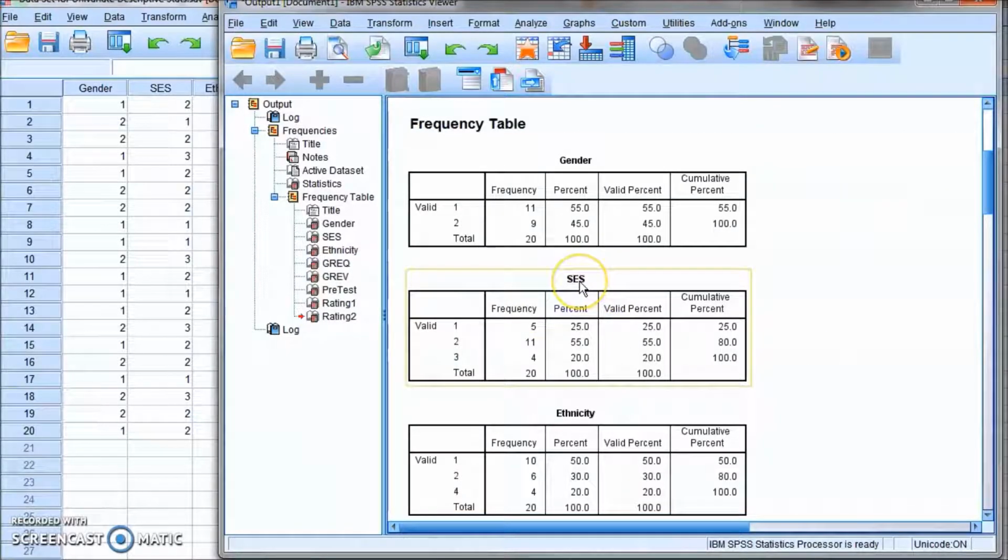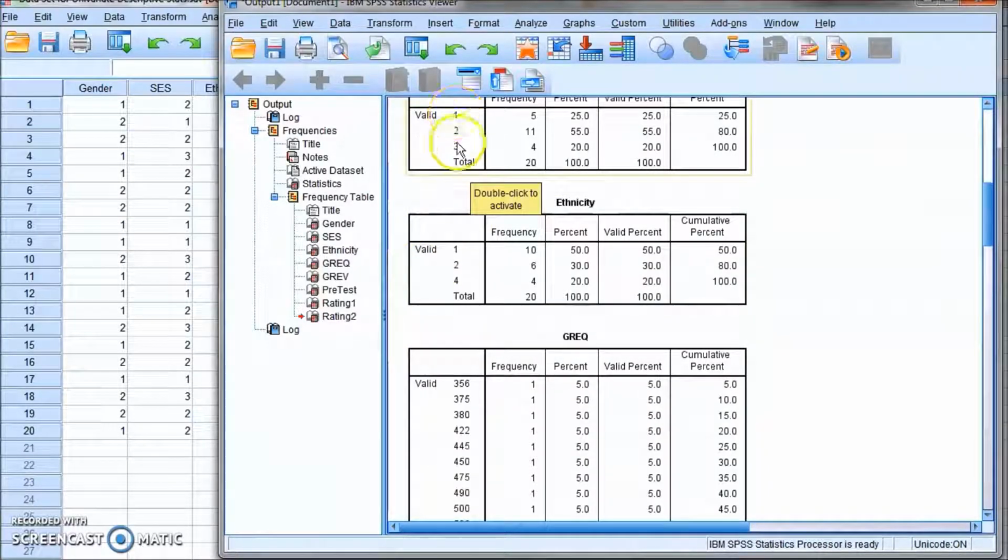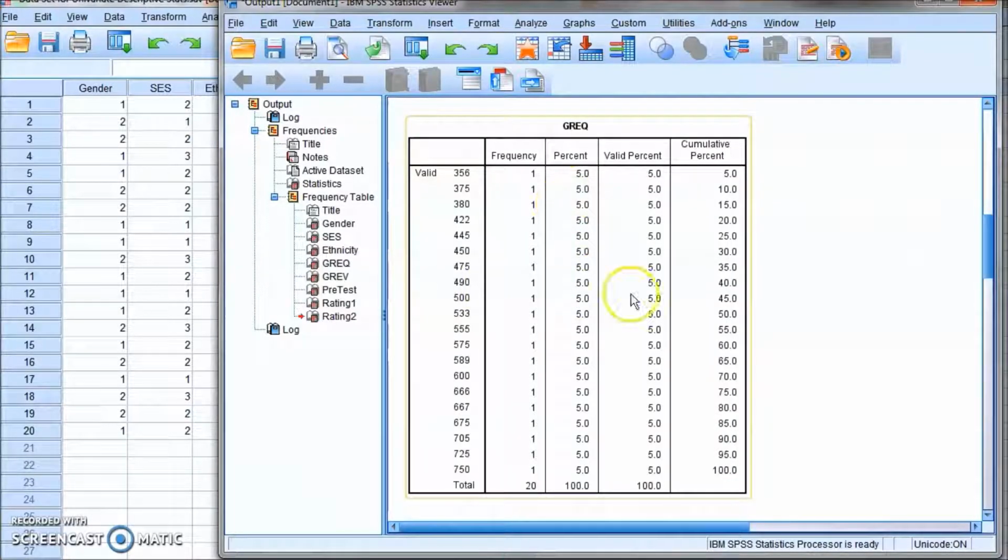Here is your SES, the same way. This is a frequency table. The ethnicity provides you the frequency for 1, 2, and 4. So you don't have any 3 here. Remember, go back to the data and see how many Asians do we have. The next one is the GREQ, which is the GRE quantitative.